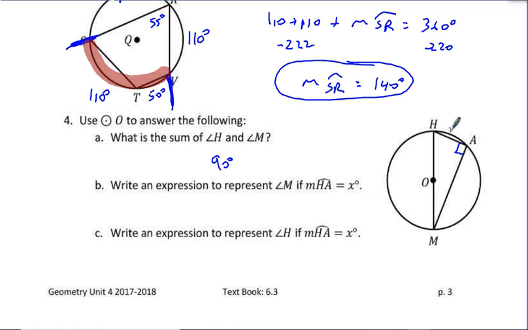If arc HA is X, what is the measure of angle M? This is challenging for students because I didn't give you a number value for arc HA, I gave you a variable. If I said this was 100 degrees, you would know the inscribed angle is 50 because it's half of 100. Well, here, instead of 100, I told you it was X degrees. And therefore, the measure of angle M is going to be 1/2 X degrees. So whatever X is, we're going to divide that by 2.